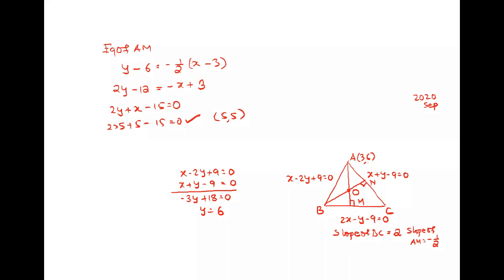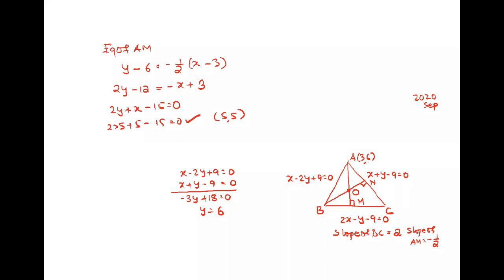What is the orthocenter? Point of intersection of altitudes is called the orthocenter. What is the circumcenter? Point of intersection of perpendicular side bisectors is called the circumcenter. Okay, that is the circumcenter.